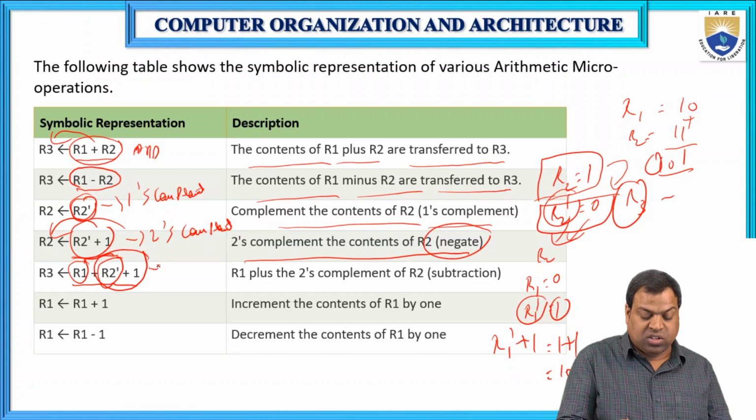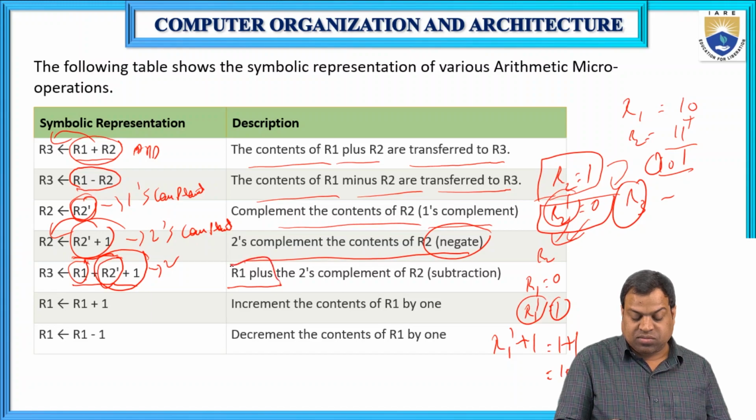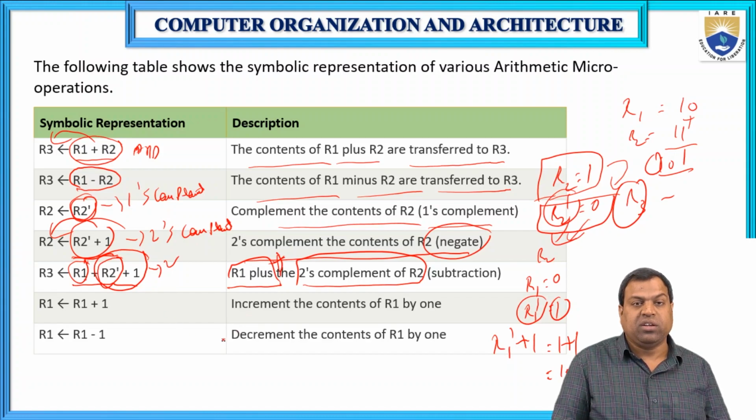That means it is the 2's complement. R1 value plus 2's complement of R2. Okay, that is the value R1 plus R2 bar plus 1. So R1 plus 2's complement of R2. We are adding both together. And what is the result that will be stored in R3?